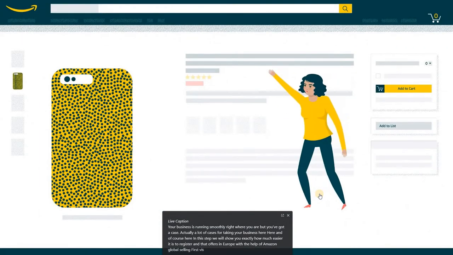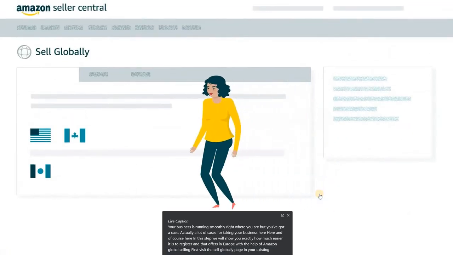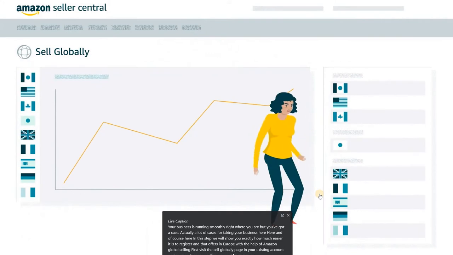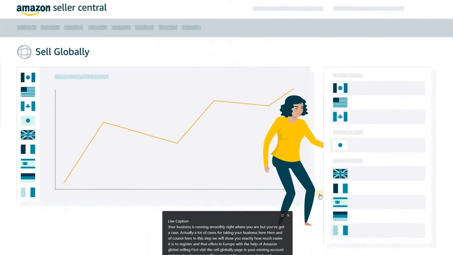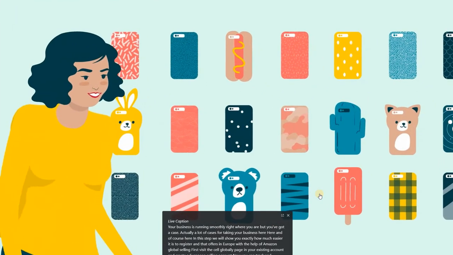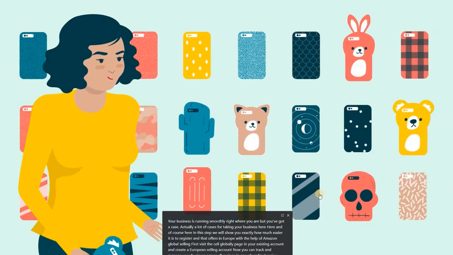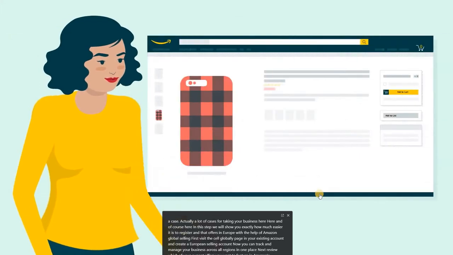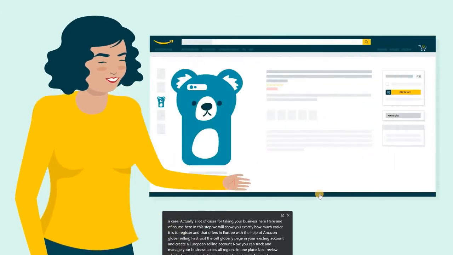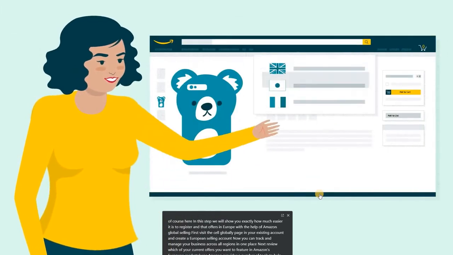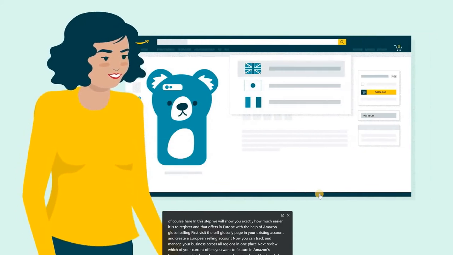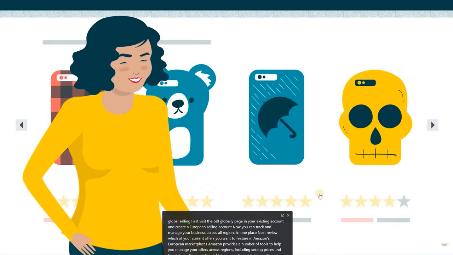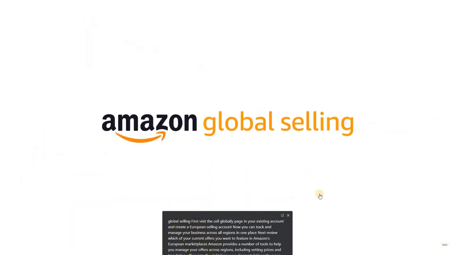First, visit the Sell Globally page in your existing account and create a European selling account. Now, you can track and manage your business across all regions in one place. Next, review which of your current offers you want to feature in Amazon's European marketplaces. Amazon provides a number of tools to help you manage your offers across regions, including setting prices and translating offers into the right language. Congratulations! You're one step closer to selling across Europe with the help of Amazon Global Selling.